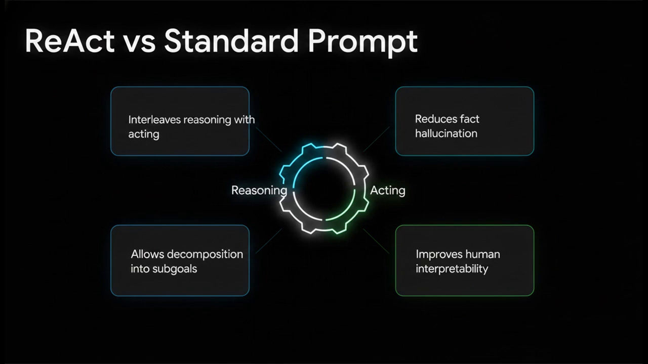And it outperforms pure acting because the internal reasoning thoughts allow the model to properly break down complex goals into manageable sub-goals. Plus, from an engineering standpoint, reading that thought, action, observation trace dramatically improves human interpretability. You can literally read the agent's mind as it works through a problem.